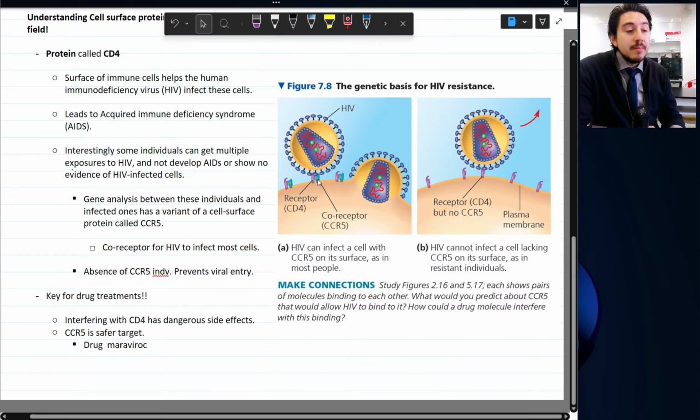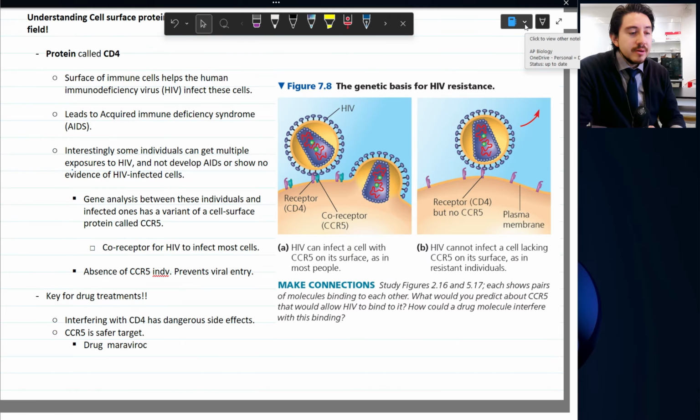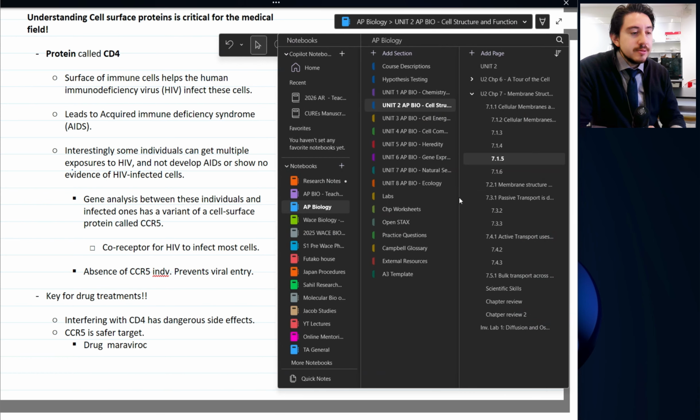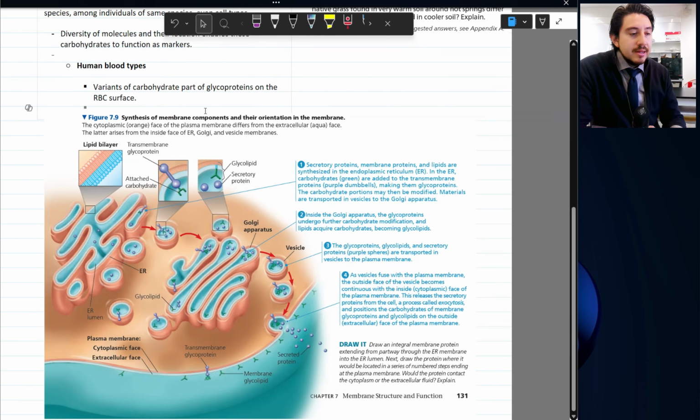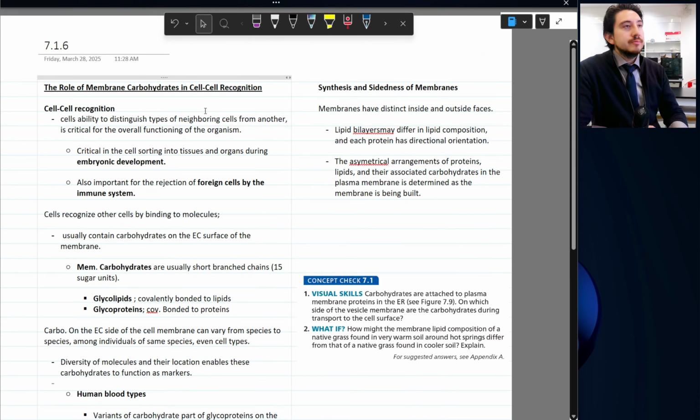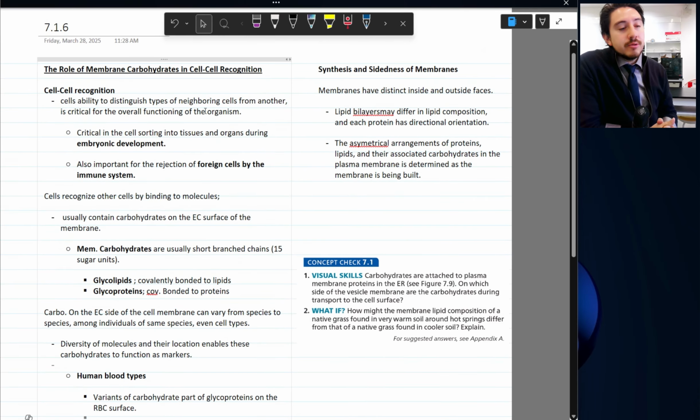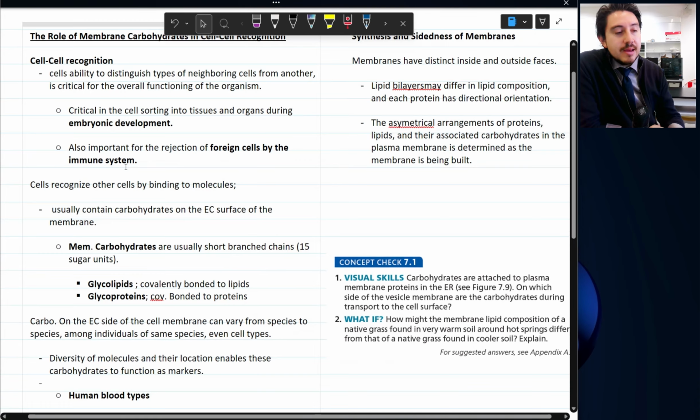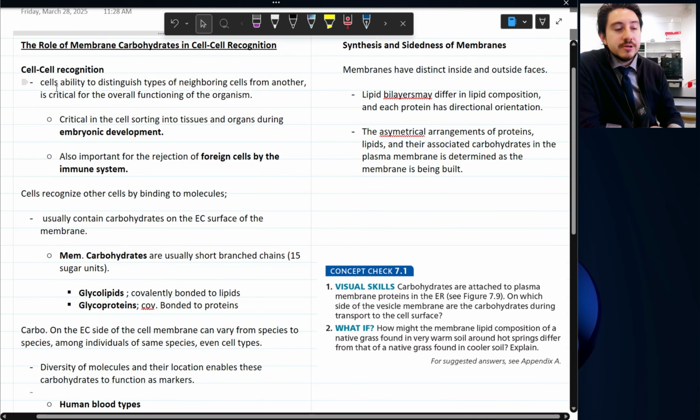So, the role of membrane carbohydrates in cell recognition. I just talked a little bit about this, but going into more detail, you want to be able to distinguish a neighboring cell from another. It enables more efficient functioning of the organism. It enables you to create tissues, right? Tissues working together, cells working together.